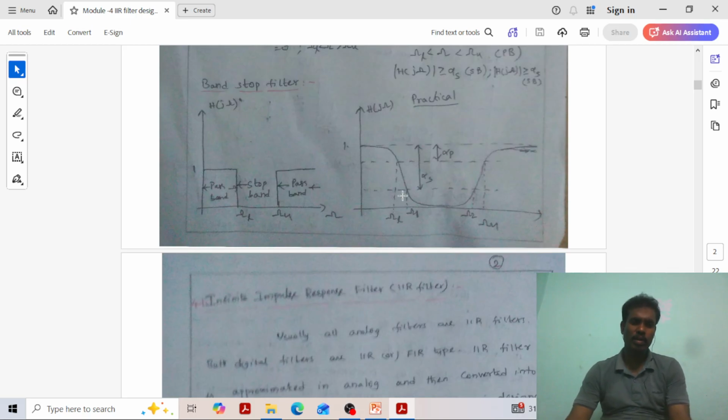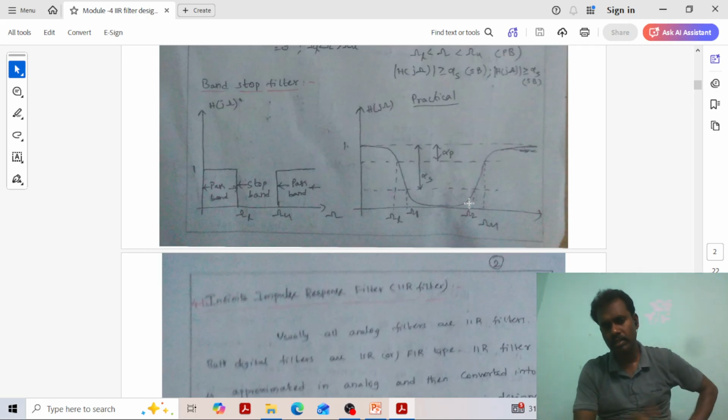So the lower pass band frequency is the pass band frequency where it changes from pass band to stop band. Where it changes from stop band to pass band, that pass band edge is the upper pass band edge. So this is the practical transfer function characteristic.